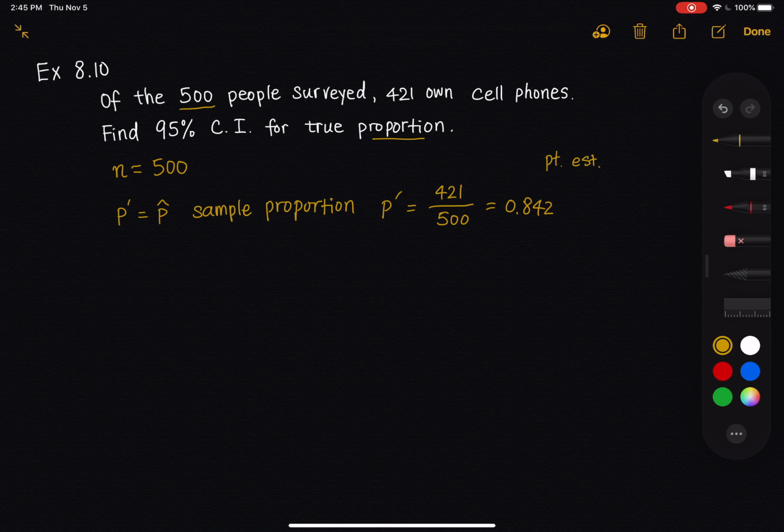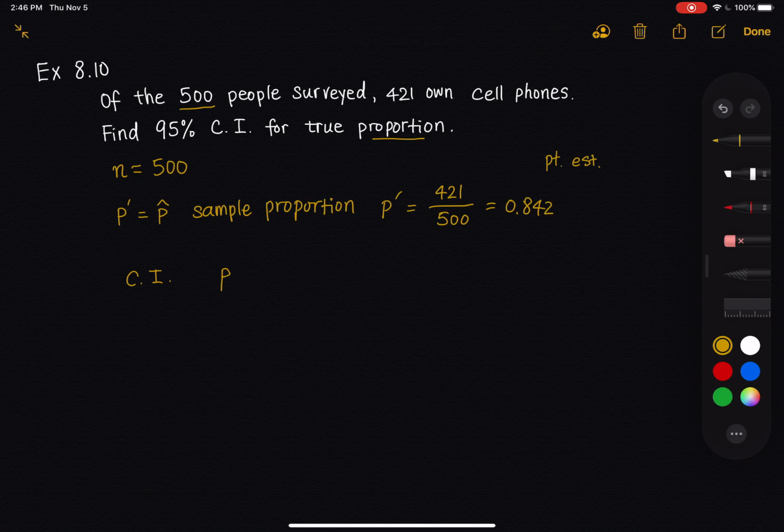But in this question, we don't want just a point estimate, because it could miss the true proportion. The true proportion could be like 83%. So we want a 95% confidence interval. And how do we do that? We have to recall the formula for the confidence interval, and it's in the handout. So for a confidence interval, you use this formula.